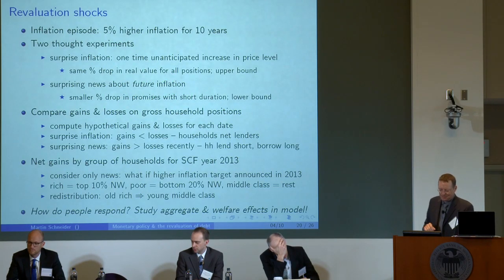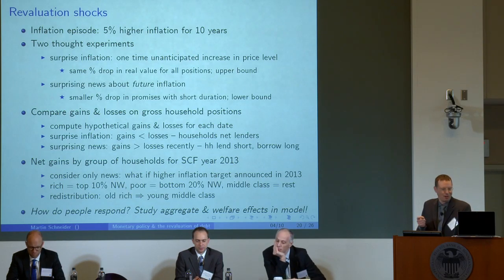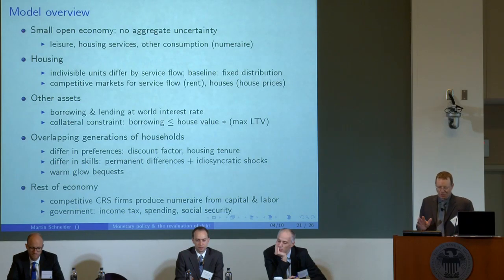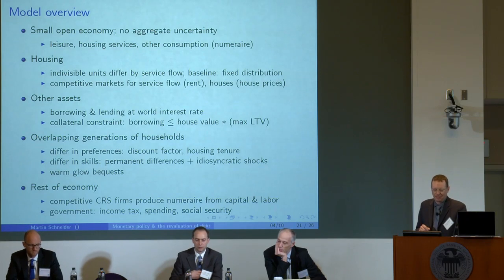So now that is just wealth distribution after an announcement. Now people are going to do something about it, and we're going to ask how people respond. So now we're going to want to study the aggregate and the welfare effects of this in a model. I'm going to give you the sketch of the model, and then I'm going to show you some numbers of what comes out. So this is a small open economy.